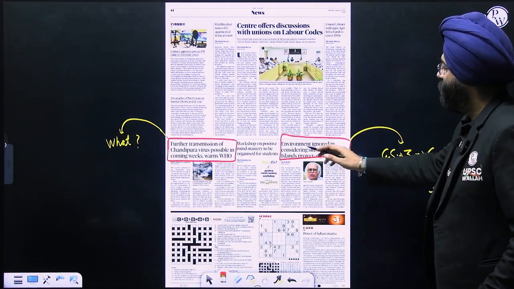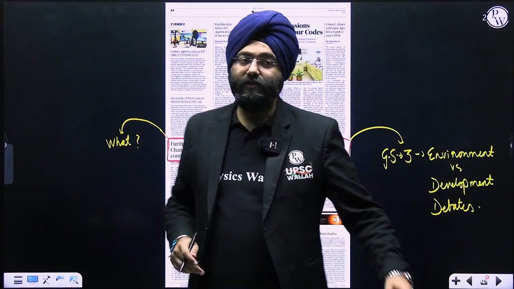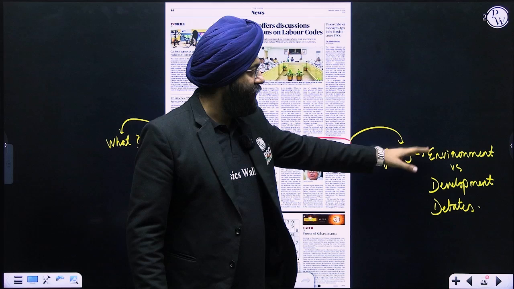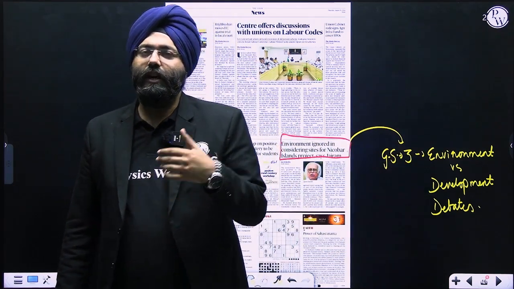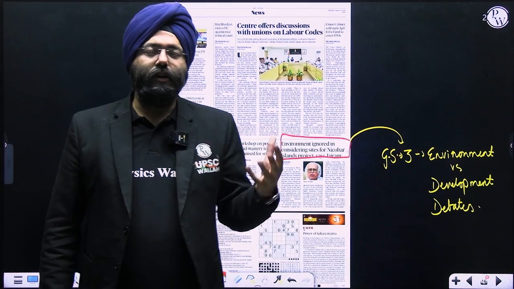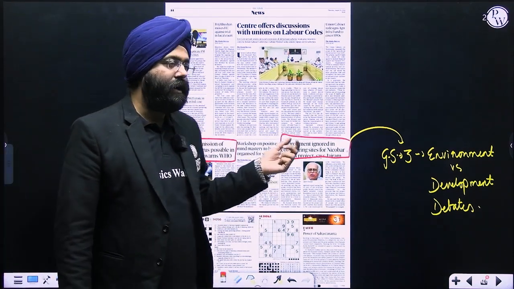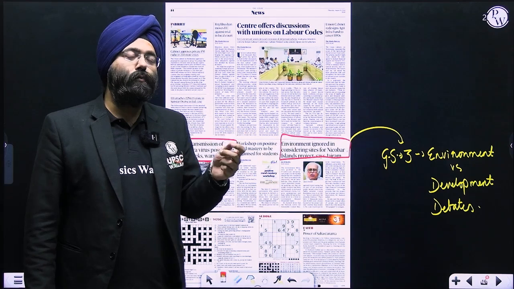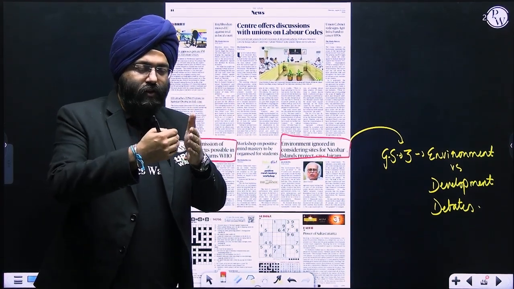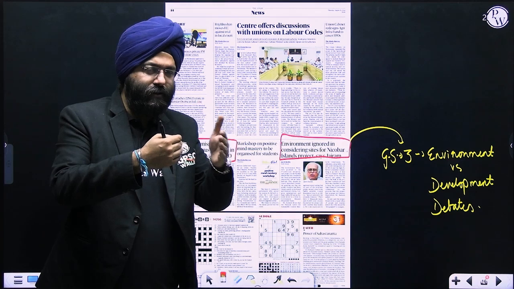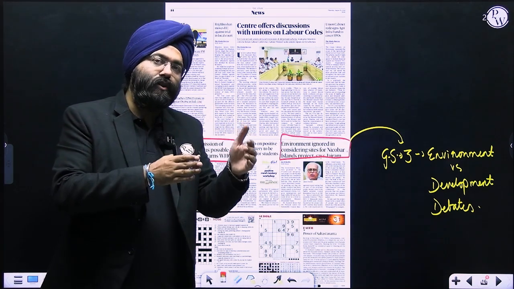Okay, environment ignored in the Andaman Nicobar project. Now see, there's a constant debate in GS3: environment versus development. For example, in the Uttarakhand expressway linking Dehradun and Delhi, many thousands of trees were cut down. That is also an example. Over here, the Andaman and Nicobar projects or the Port Blair project can be cited as examples of a contradiction or a paradox, whether development should take place or the environment is important. So these things become important. The questions have been asked.